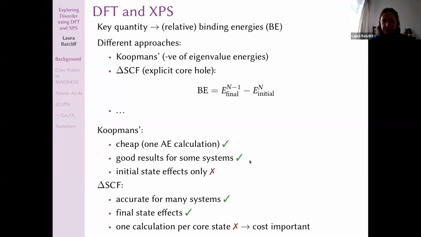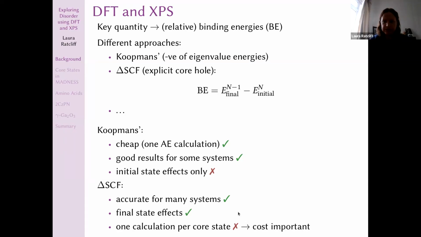We can get away with using Koopmans, but it does only give you the initial state effects, and sometimes this is not enough. So an alternative approach, which is popular for good reason, because it often works very well, is to do what we call the DeltaSCF approach. In this case, we have an explicit core hole. So we remove an electron from the core state that we're interested in, and then we calculate our binding energy as the difference between the energy of the final state with the core hole and your initial ground state. So this works very well for many systems.